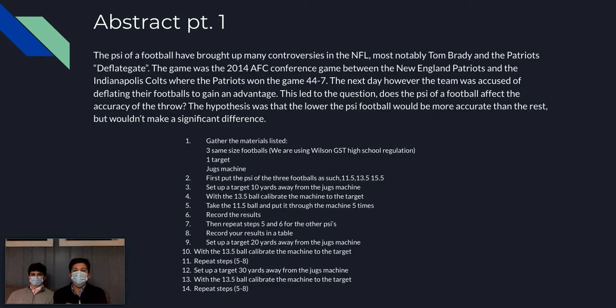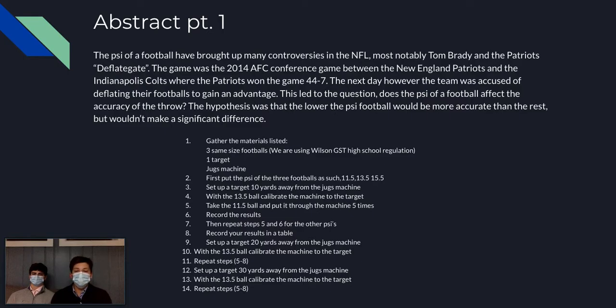Abstract Part 1. The PSI of a football has brought up many controversies in the NFL, most notably Tom Brady and the Patriots' Deflategate. The game was the 2014 AFC Conference game between the New England Patriots and the Indianapolis Colts, where the Patriots won the game 44-7. The next day, however, the team was accused of deflating their footballs to gain an advantage. This led to the question, does the PSI of a football affect the accuracy of the throw?